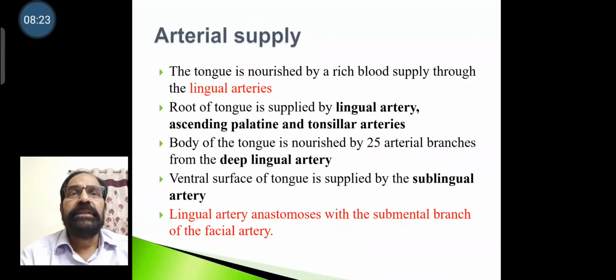Arterial supply. The tongue is nourished by a very rich blood supply through the lingual arteries. The root of the tongue is supplied by the lingual artery, ascending palatine and tonsillar arteries. The body of the tongue is nourished by around 25 arterial branches from the deep lingual artery. The ventral surface of the tongue is supplied by the sublingual artery. The lingual artery anastomoses with the submental branch of the facial artery.